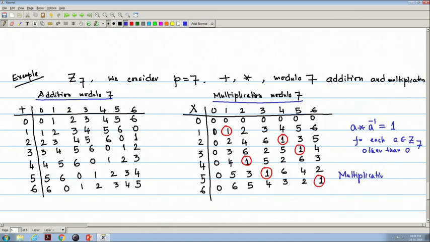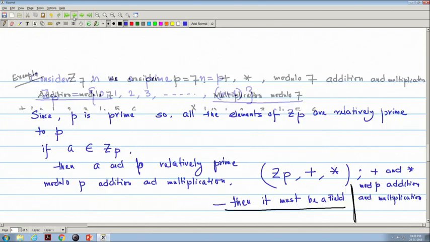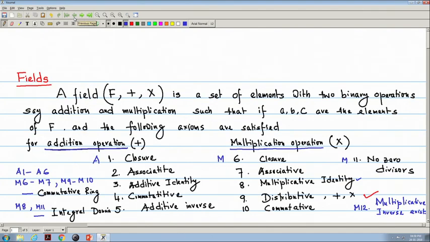Last day, when we discussed addition modulo 8 and multiplication modulo 8, we saw that all the axioms that we defined for a field should follow: closure, associative, additive identity, commutative. And since it is a commutative ring, we have shown that it is also an integral domain. So all these properties for addition, A1 to A6, for multiplication, M1 to M7, commutative ring, then integral domain, everything is satisfied.